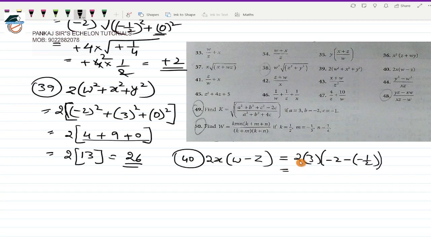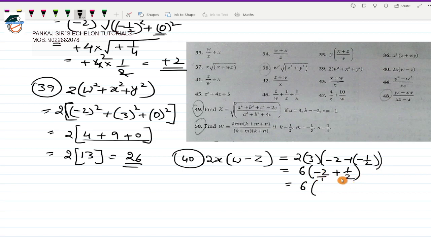Now this will work out to 2 into 3 will be 6. Then there's a bracket. Then this is minus 2, I'll keep as it is. This bracket I'm going to open. So minus into minus, it will be plus, and this is 1. So plus 1 into half will be just plus half. So you get 6 times minus 2 plus half.